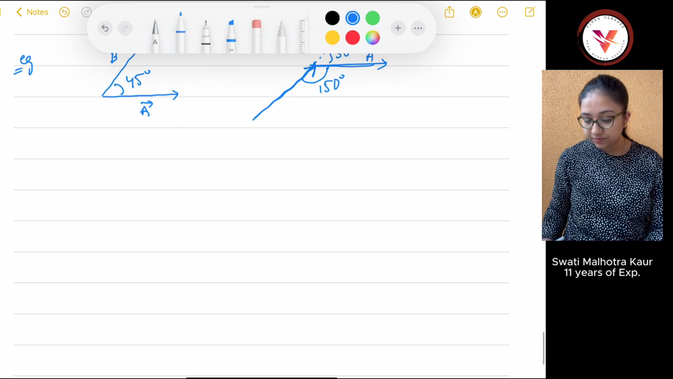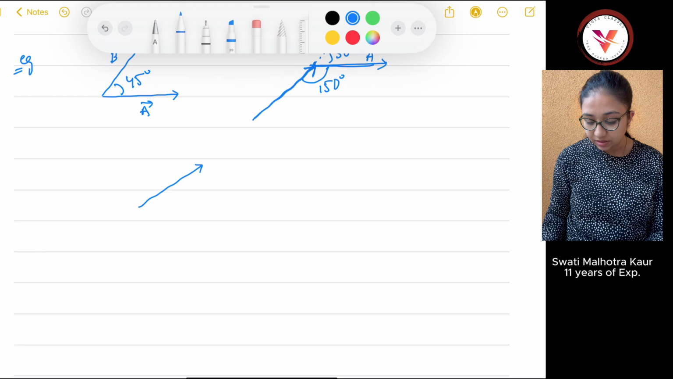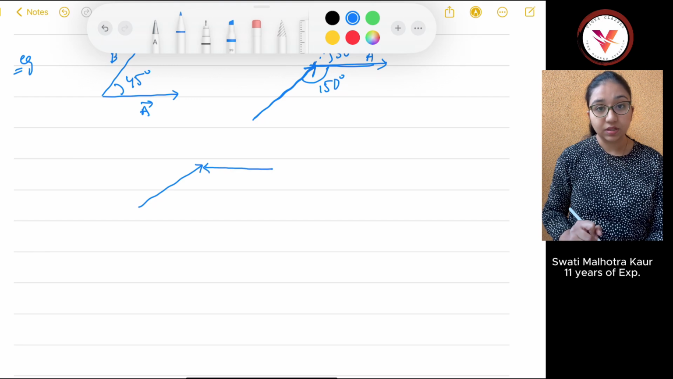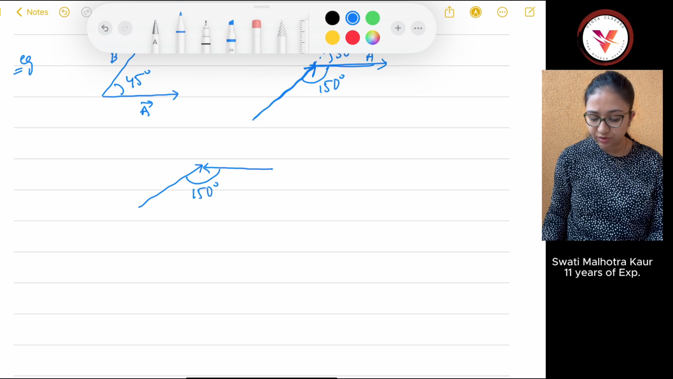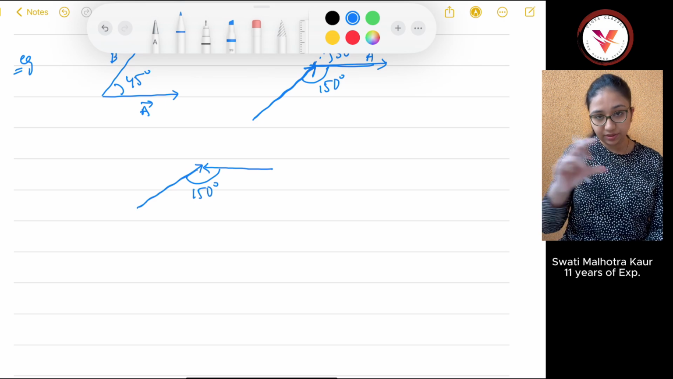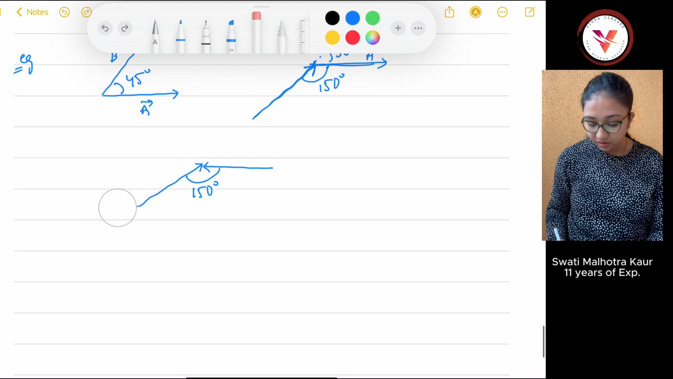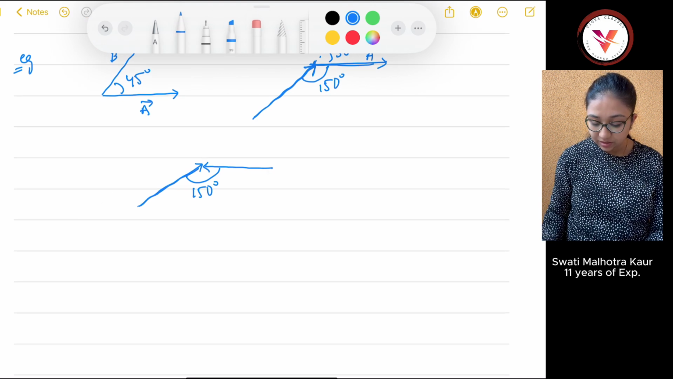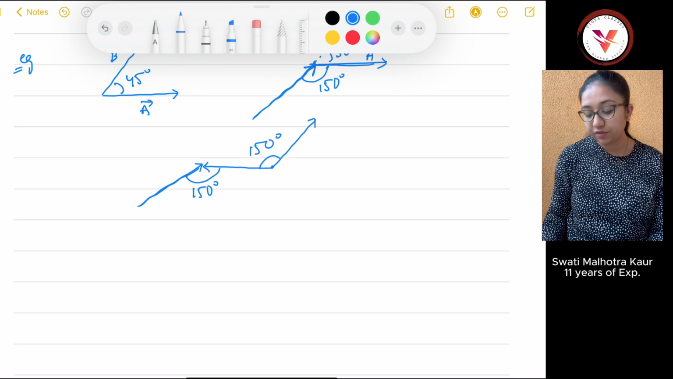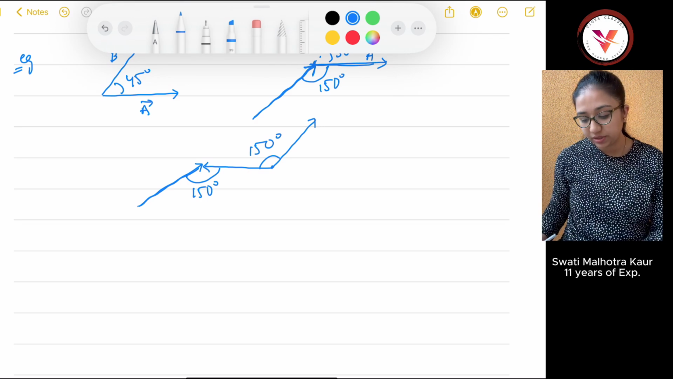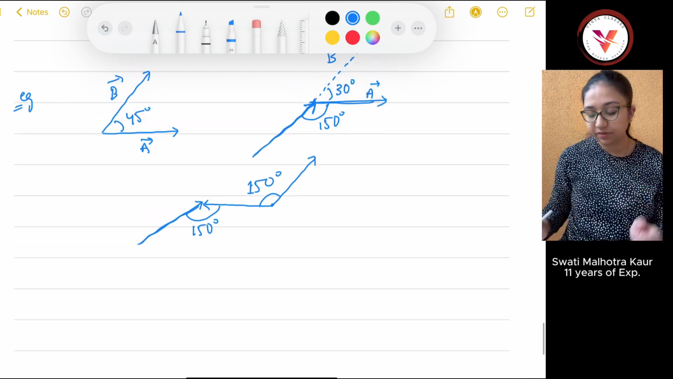Let's say again the angle between them is 150 degrees. Now this vector has to be transported to here, or you can shift it somewhere here, and the angle between them will become 30 degrees. Let's take this vector and move it to here. Now the tails are in contact, so the angle is 150 degrees. So you have to meet the tails of both the vectors. Then it would be the angle between the two vectors.